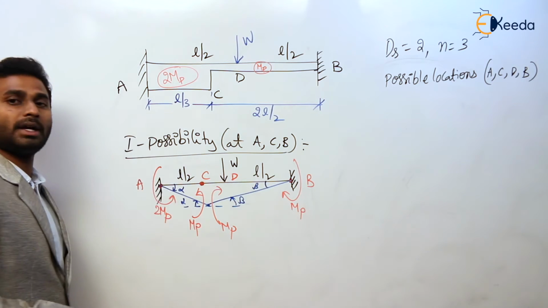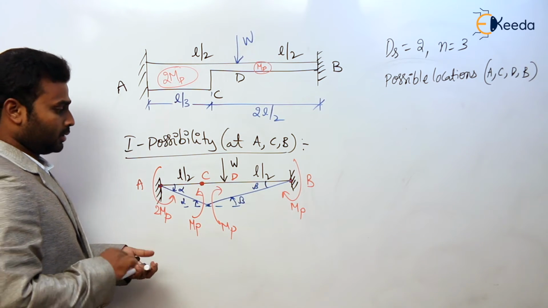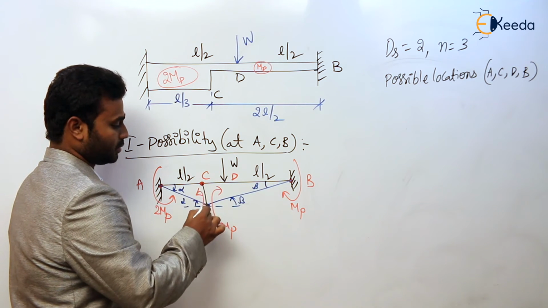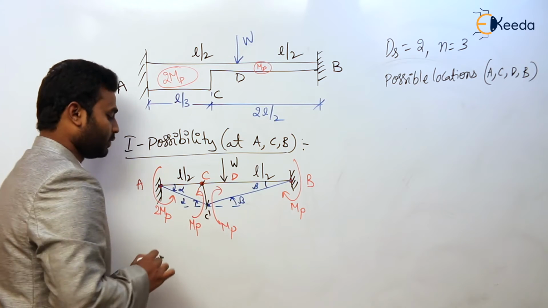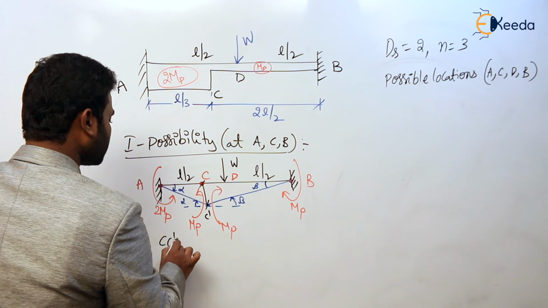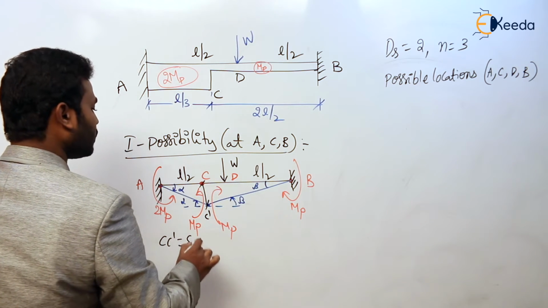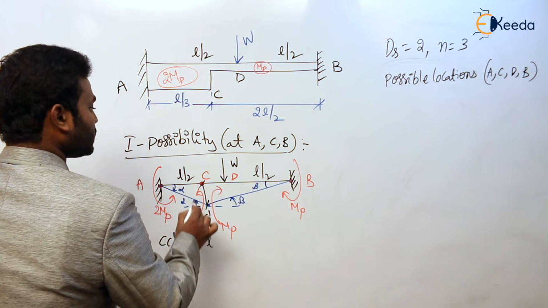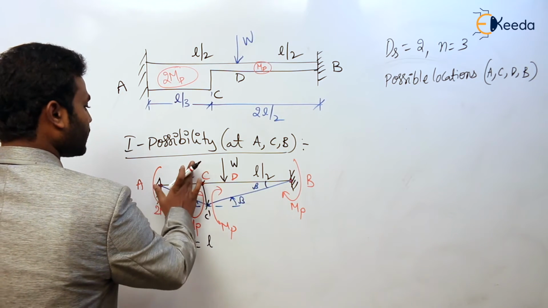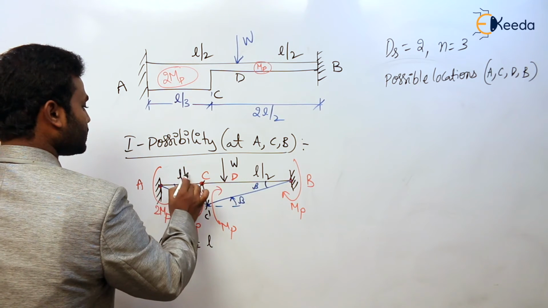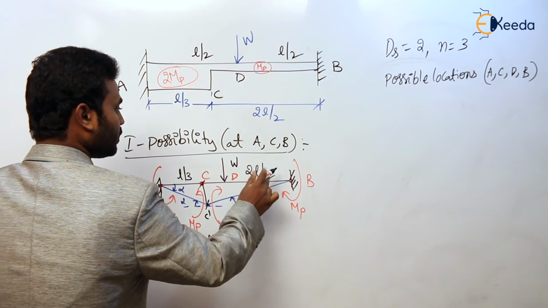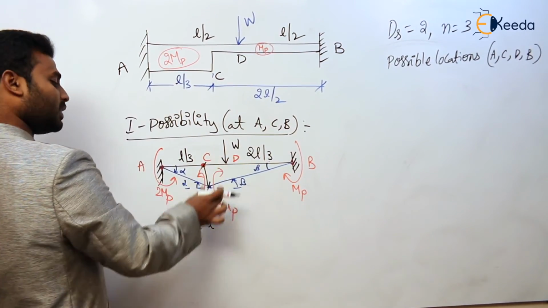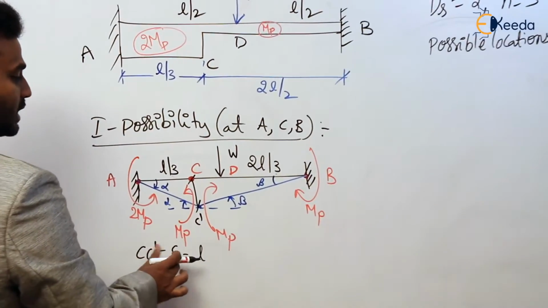So this is the free body diagram. Agree or not? Now here it is C and here it is C dash. We know that CC dash is equal to delta. So delta is equal to L/2. Sorry, C is at a distance of L/3. Consider that L/3. Of course, the point load is at L by 2, but consider C. So C is at a distance of L by 3.